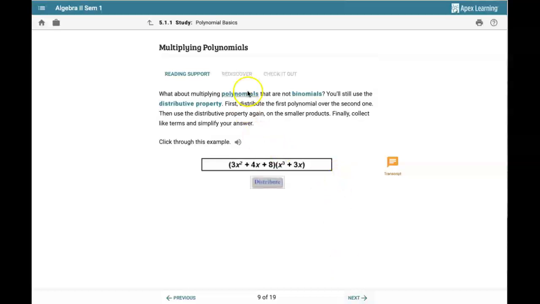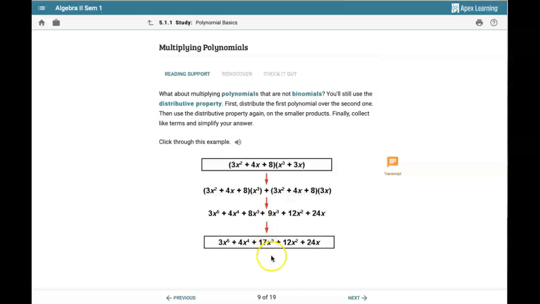So what about polynomials that are not binomials? Maybe a little bit more difficult, maybe not being able to use FOIL as easily if you're not as comfortable with that. So you could still use the distributive property there, right? Multiplying this entire thing by the first term plus the entire thing multiplied by the second term. So again, then distributing, perfect, simplifying, collecting like terms and simplifying.